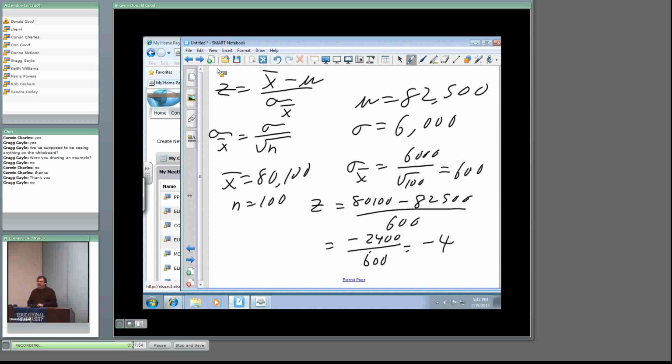Now, do you remember what our comparison number was? It's the same number. The comparison number is plus or minus 1.96. Well, it turns out women are earning 4 standard errors below the average. That's a significant difference. They're earning significantly lower.